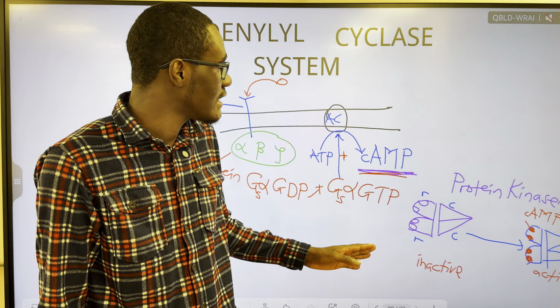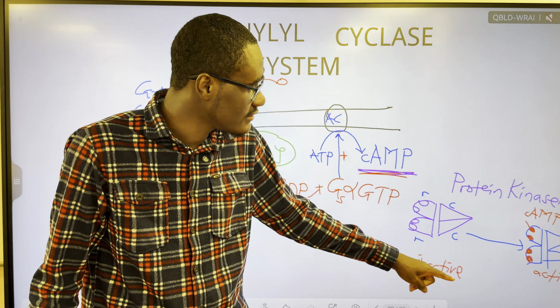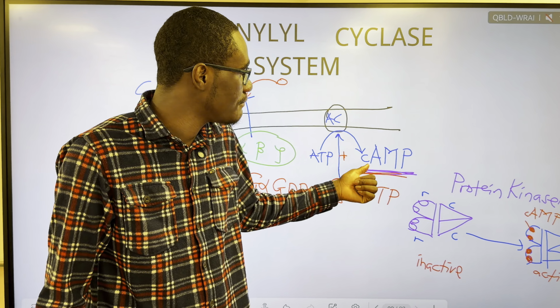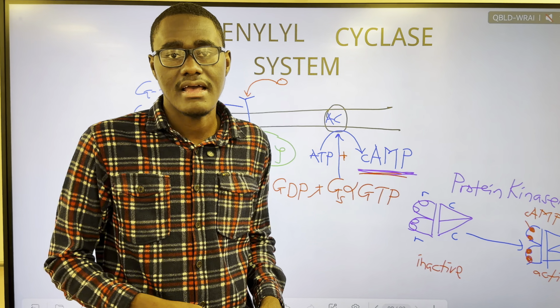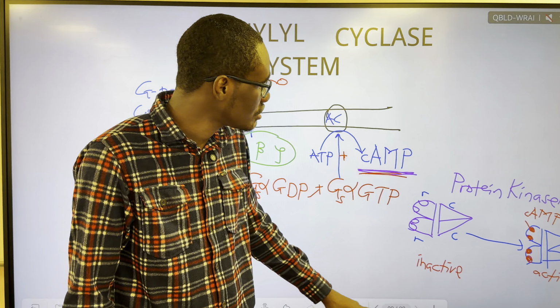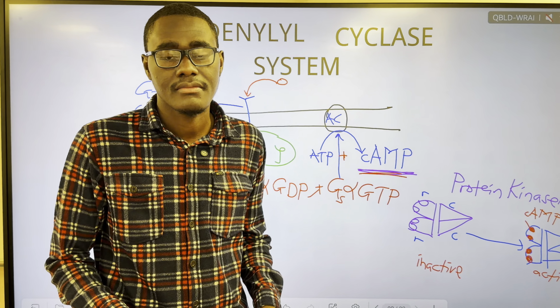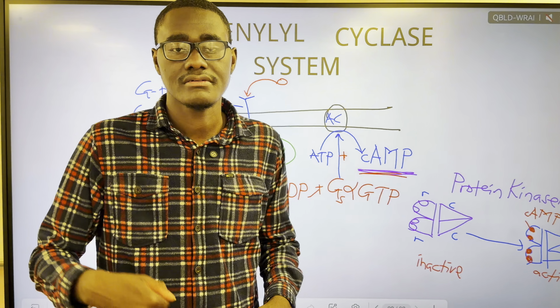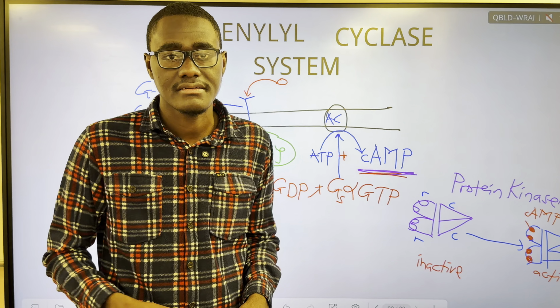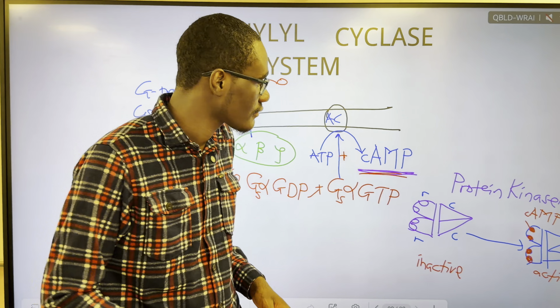The process by which protein kinase A is converted into its active form with the help of cAMP is what we call allosteric activation, because cAMP attaches to the regulatory site of protein kinase A. The regulatory sites are also called allosteric sites. That's why we call the process allosteric activation.